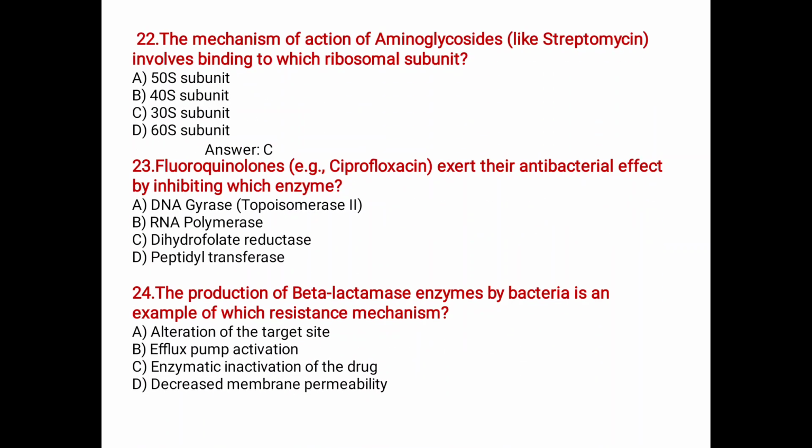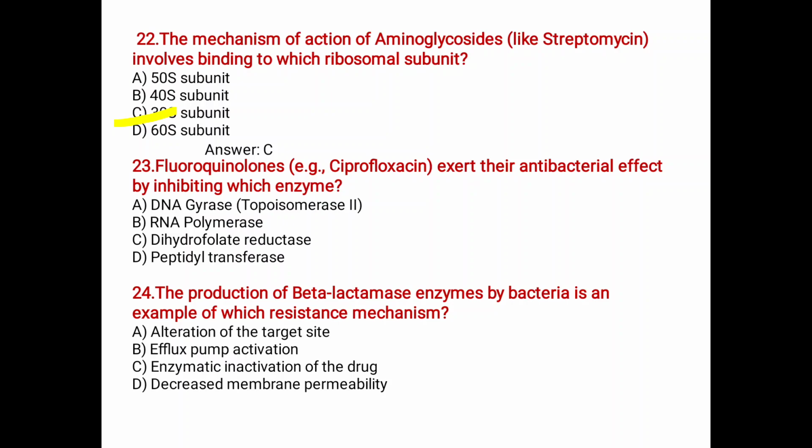Next, the mechanism of action of aminoglycosides like streptomycin involves binding to which ribosomal subunit? Option A is 15S subunit, option B is 14S subunit, option C 30S subunit, and option D is 16S subunit. So 30S subunit is correct. Aminoglycosides, streptomycin, and tetracycline antibiotics also bind to the 30S subunit.